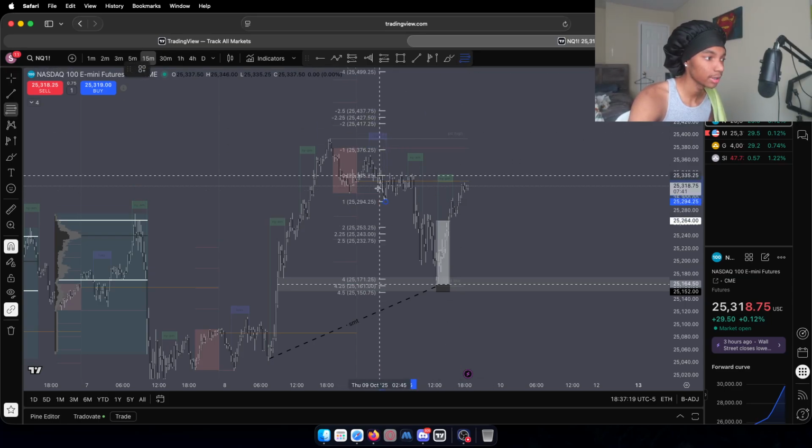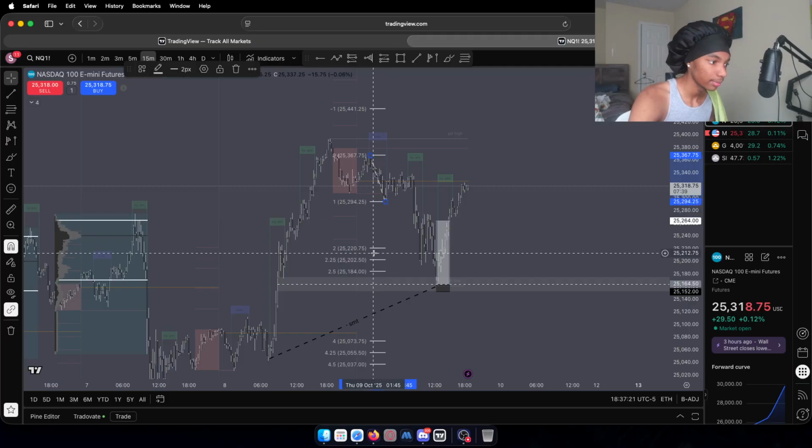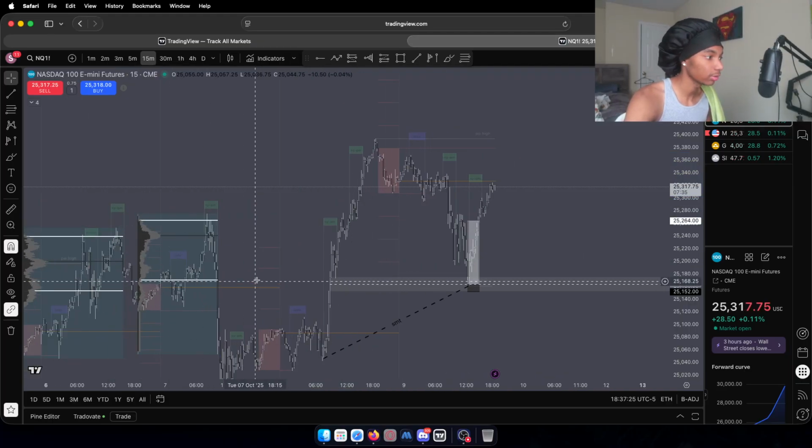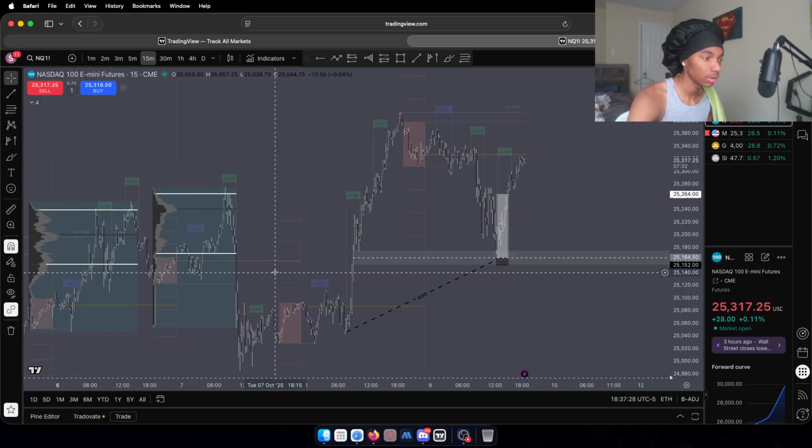So if I didn't take this trade, it is what it is. But yeah, though, boom, we got that. Now going on to the order flow. Now this order flow is a little bit more advanced, right?